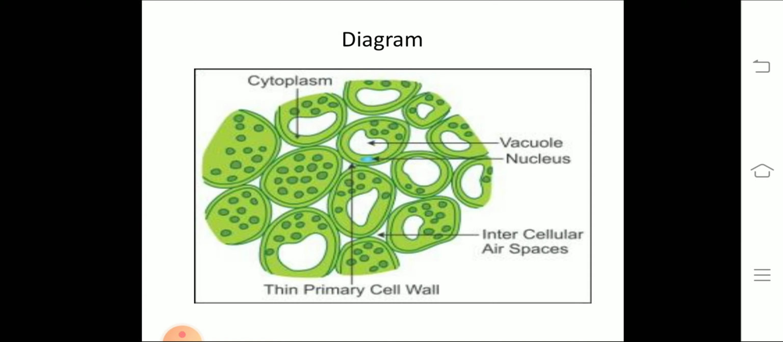So this is the diagram of parenchyma, where you can see the cell wall. Intercellular spaces are very few. Almost all the cells are of the same diameter, same size, and they have vacuoles and a prominent nucleus. The nucleus is easily visible.